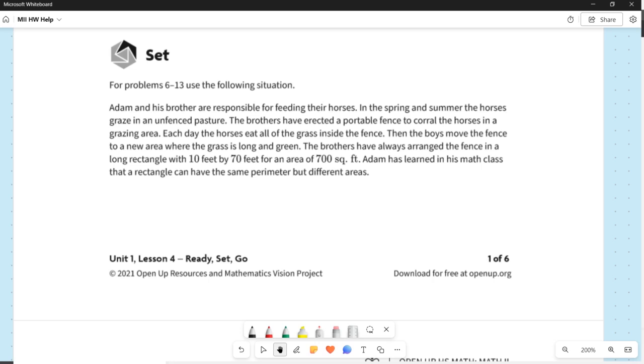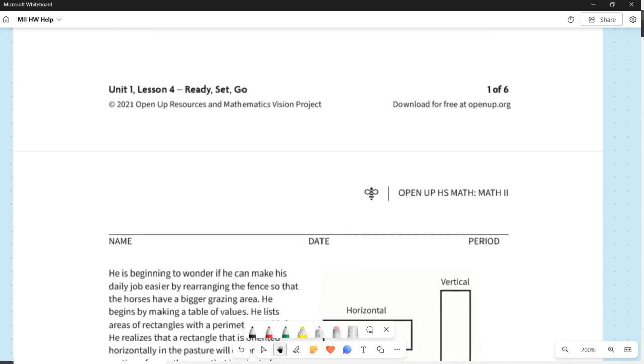The brothers have always arranged the fence in a long rectangle, 10 feet by 70 feet, for an area of 700 square feet. Adam has learned in his math class, oh, look at him, that a rectangle can have the same perimeter but different areas.